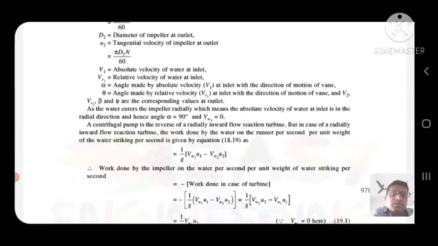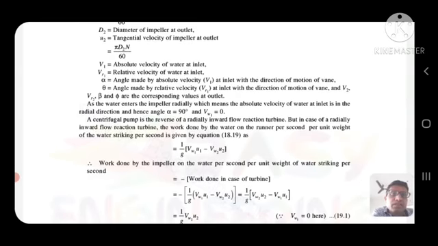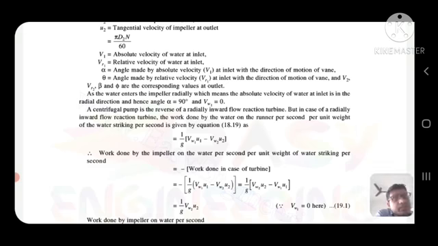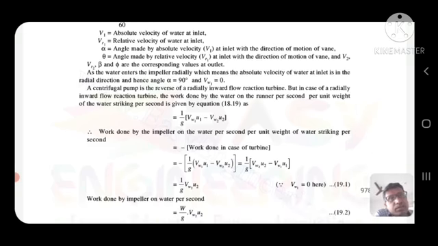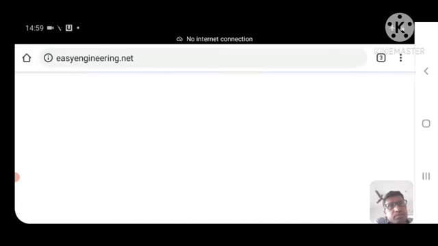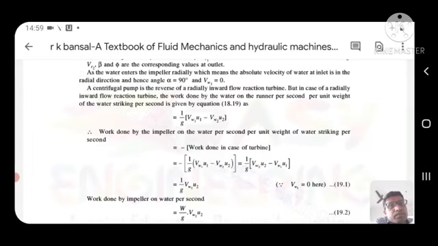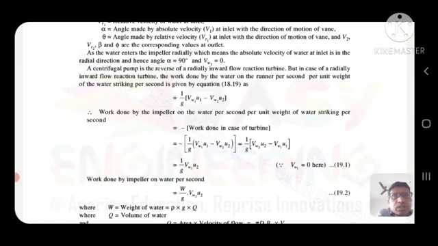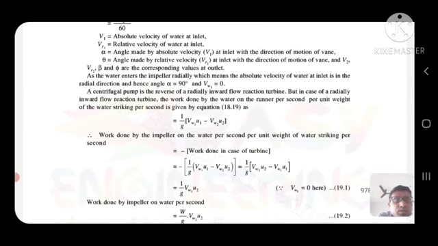u1 is equal to pi d1 N by 60. d2 is the diameter of the impeller at outlet. So u2, the tangential velocity of the impeller at outlet, is equal to pi d2 N by 60. v1 is the absolute velocity of water at inlet. Vr1 is the relative velocity of water at inlet. Alpha is the angle made by absolute velocity v1 at inlet in the direction of motion of vane.